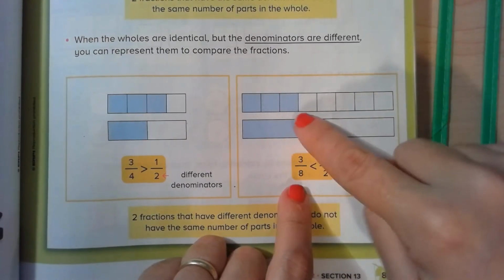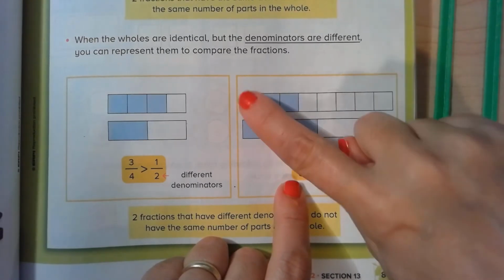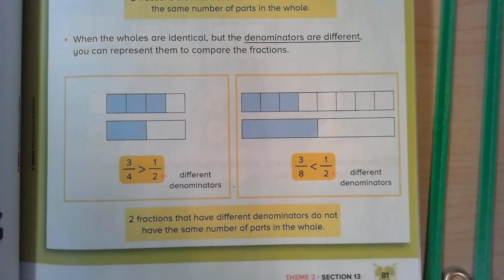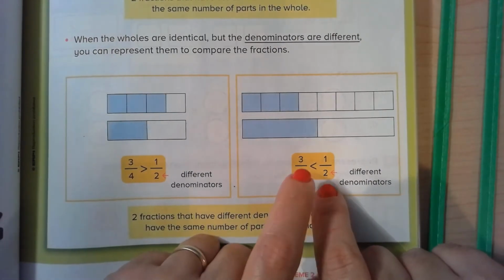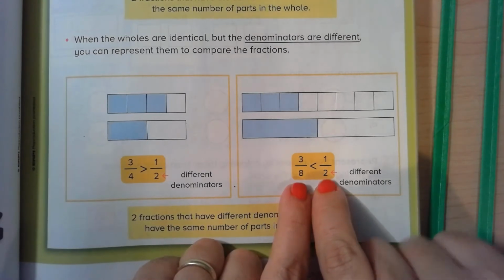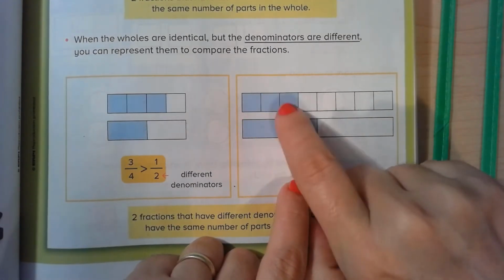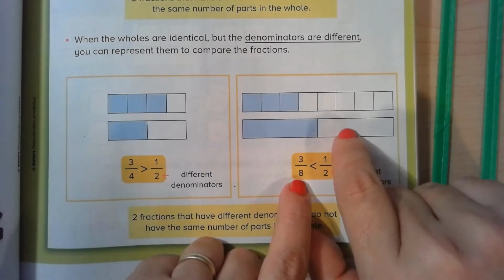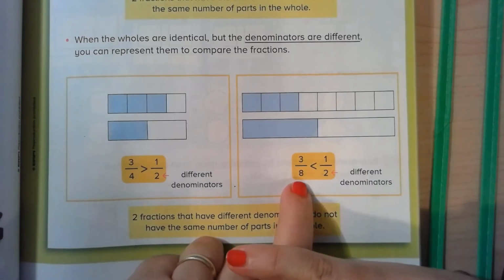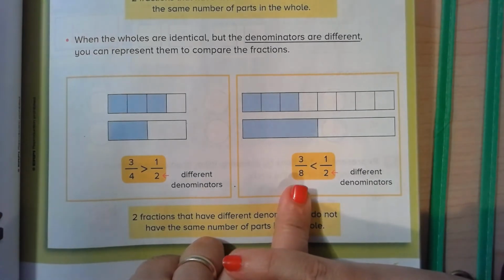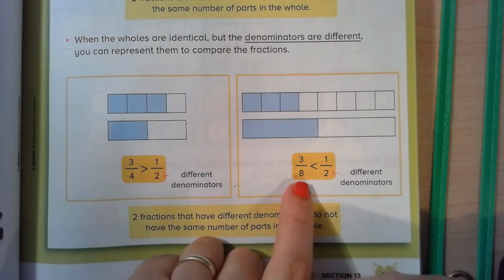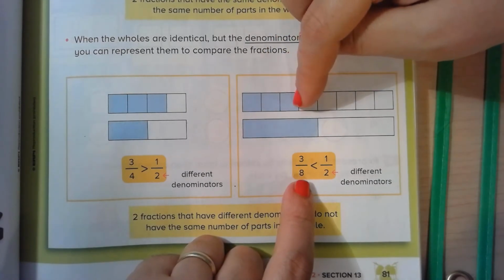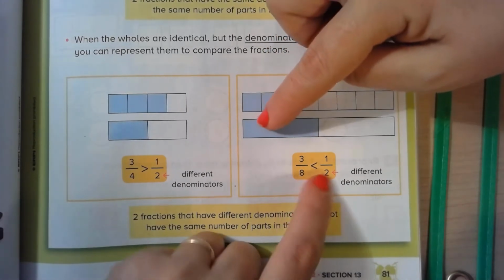And now we see that 3 out of 8 whole parts is less than 1/2. And I know you're like, what? How can that be? Because 8 is a bigger number than 2. Well, yeah, but look at how the pieces are. 8 little pieces, and here we have 2 really big pieces. Be careful. They're trying to trick you, and you're not going to fall for it. Because you're going to shade in, and you're going to know, just by looking, that 3/8 is less than 1/2.